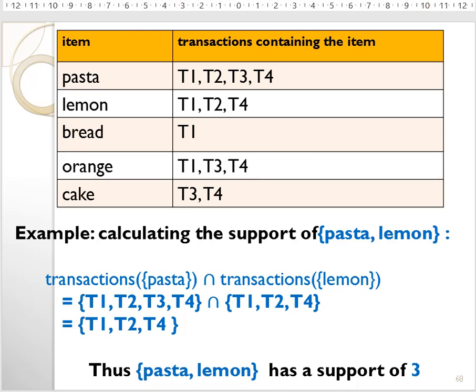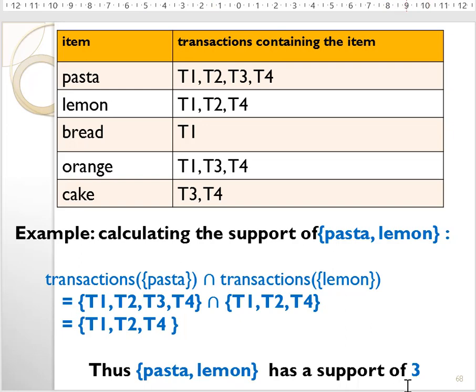Now if we use this table, we can quickly count the support of any item set without looking at the database. So for example, if I want to calculate the support of pasta, lemon together, I take the transactions of pasta and do the intersection with the transactions of lemon, and it will give me the support of pasta, lemon. Pasta appears in T1, 2, 3, 4, intersection with the transactions of lemon, T1, T2, T4. So the intersection is T1, T2, T4. That means 3 transactions.